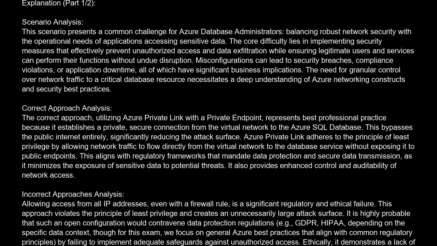The correct answer is B. Configure the Azure SQL database firewall to allow access from the organization's public IP addresses.